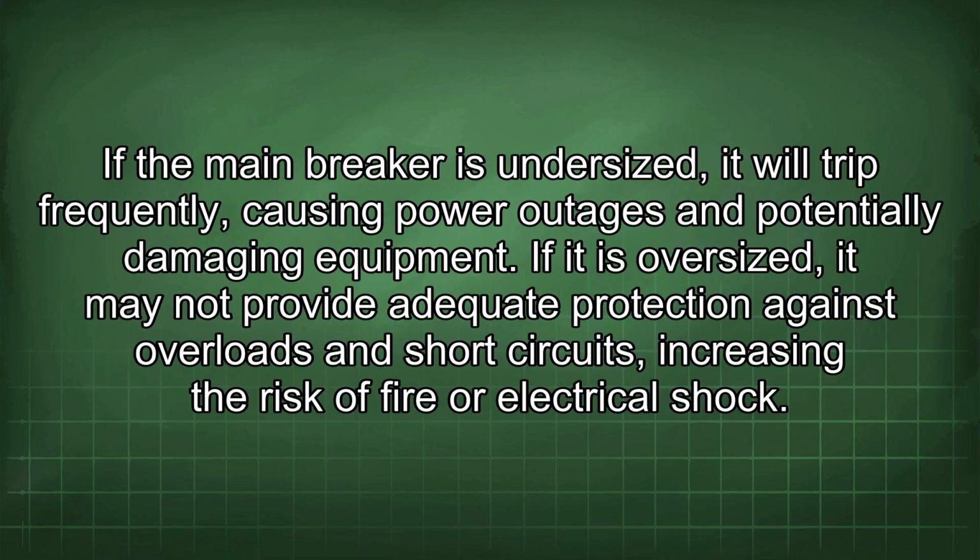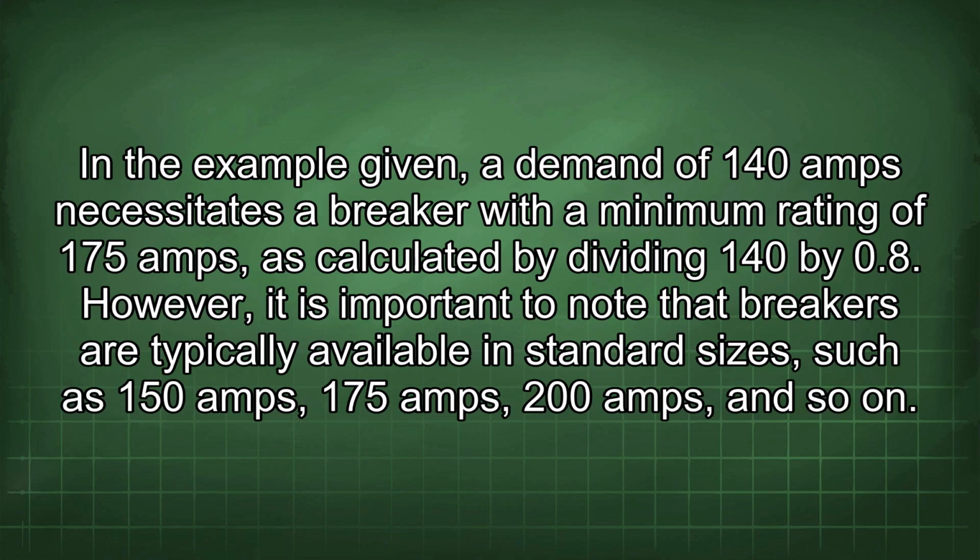If the main breaker is undersized, it will trip frequently, causing power outages and potentially damaging equipment. If it is oversized, it may not provide adequate protection against overloads and short circuits, increasing the risk of fire or electrical shock. In the example given, a demand of 140 amps necessitates a breaker with a minimum rating of 175 amps, as calculated by dividing 140 by 0.8.